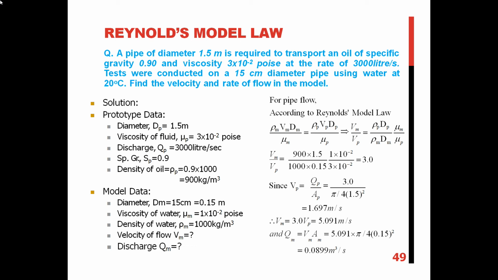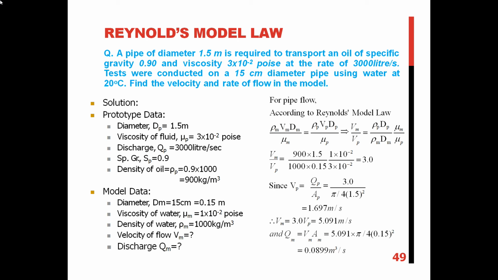For a pipe flow, according to Reynolds model law, rho Vd by mu for the model is equal to rho Vd by mu for the prototype. So Vm by Vp is equal to rho p dp mu m by rho m dm mu p. We know all the values, substituting them, we get the answer as 3. So we know that Vp is equal to Qp by Ap. This formula we have obtained from the discharge, Q is equal to Av. Interchanging it, we get the answer for Vp.